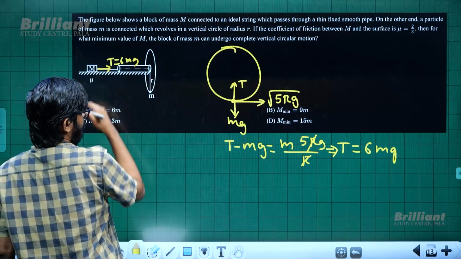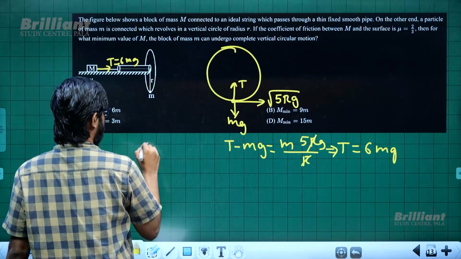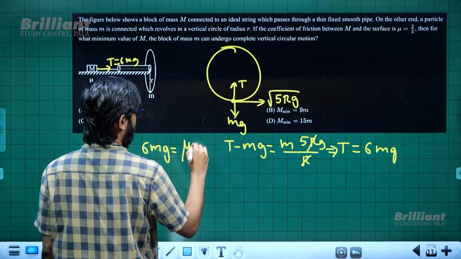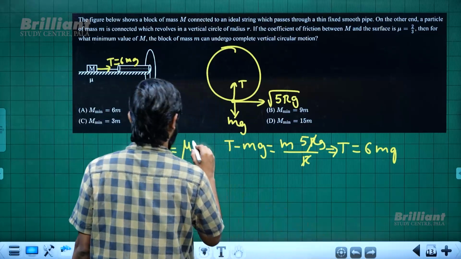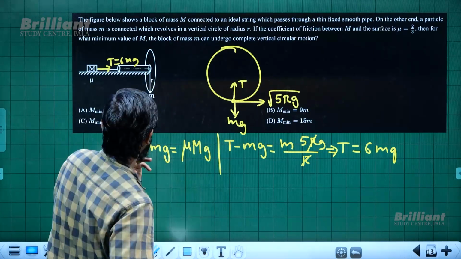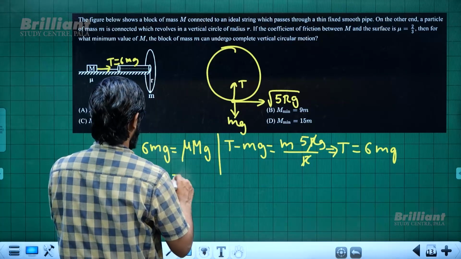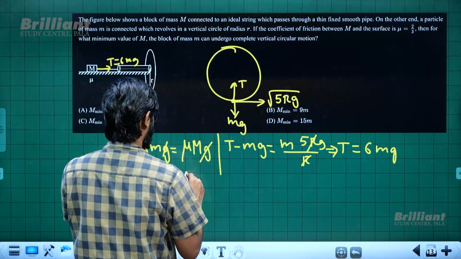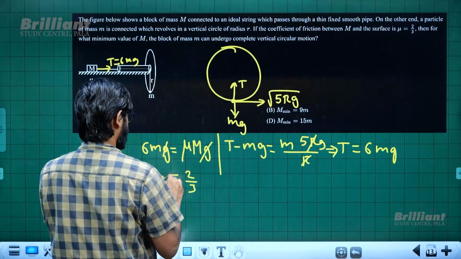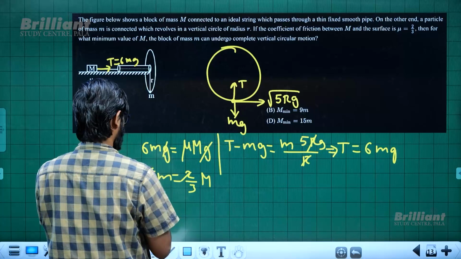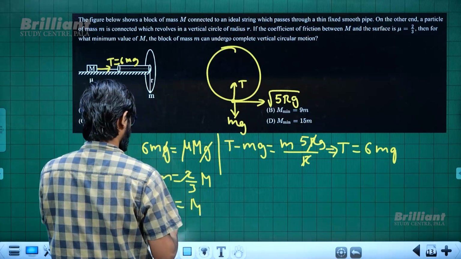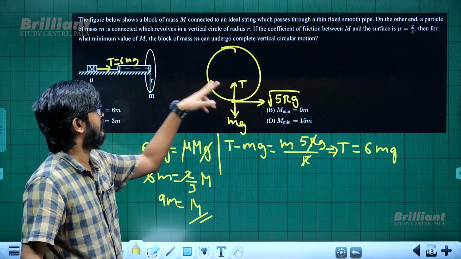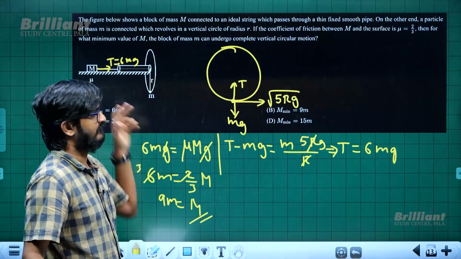If tension is 6 mg, and if this must not move, what I can say is tension must be equal to friction, and in the limiting case friction is going to be mu into N, which is mu into capital M into g. So we need to find capital M, right? g will go, so 2 by 3 equals 6m, so capital M equals 9 times small m. So maximum tension will happen at the bottommost point and the tension will be balanced by the friction.